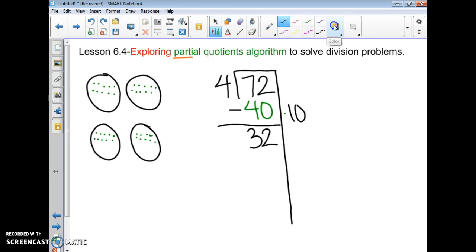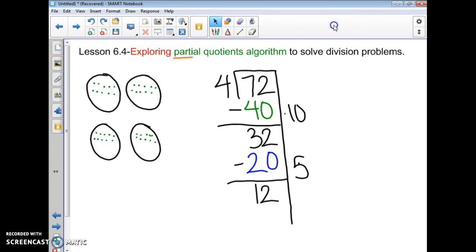Now I'm looking at the number 32, and I'm trying to recognize a number lower than 32, something that I'm very familiar with, that has a relationship with 4. The one I recognize most closely, I can do 20 very easily because I know that 4 times 5 is 20. So I've pulled that 32 into 2 separate parts. 32 minus 20 is 12.